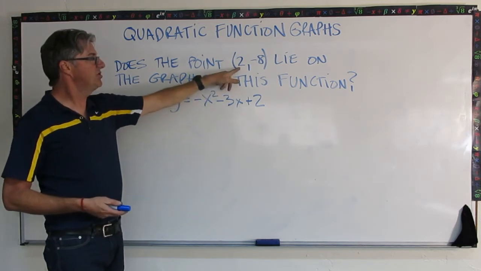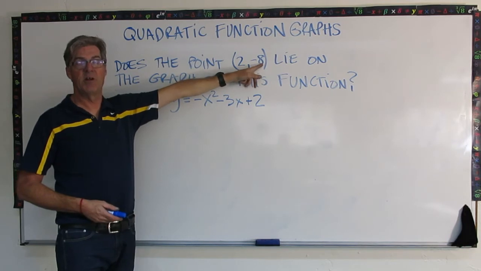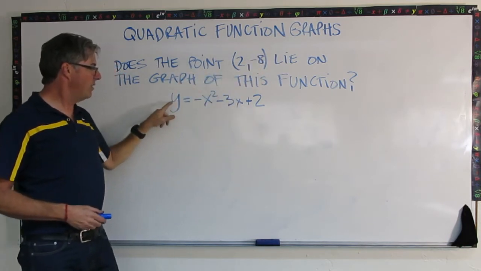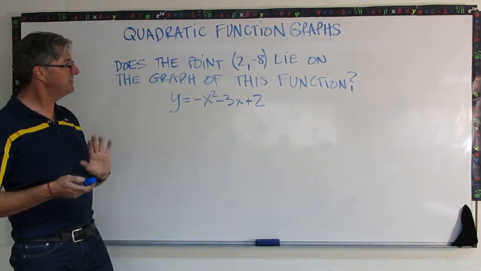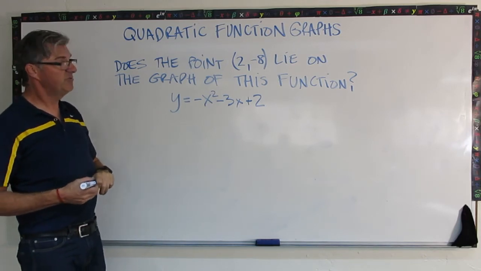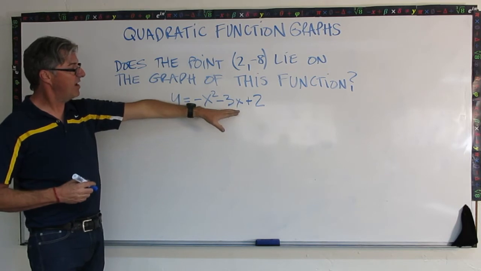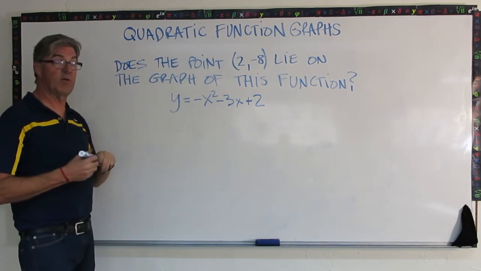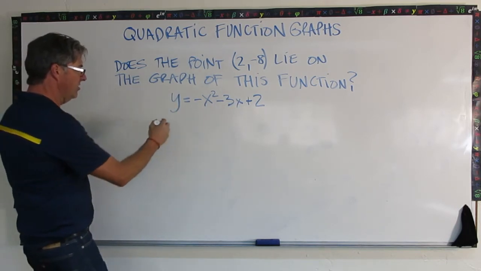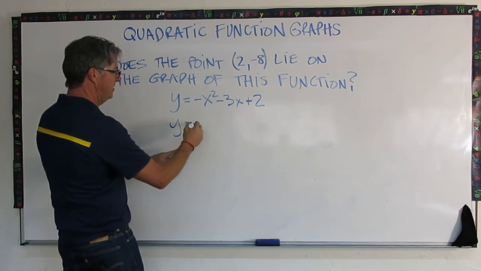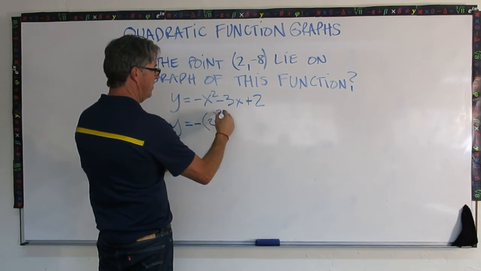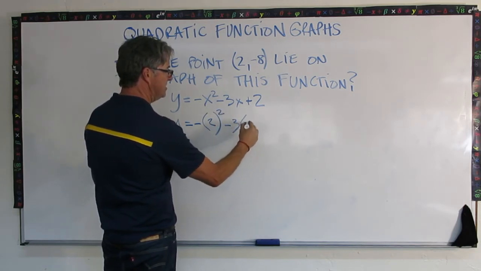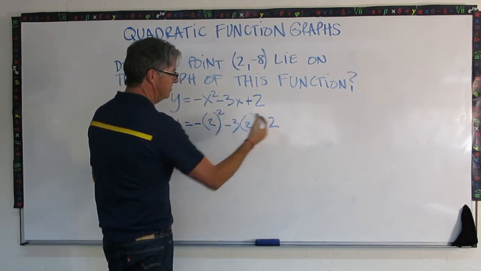Otherwise, if you put 2 in for x and you get a different number than what the function gives you, then that point's not on the function. So it's kind of simple. What we would do is we would plug in 2 for x and see what it spits out for y. So I'm going to go y equals minus 2 squared minus 3 times 2 plus 2.